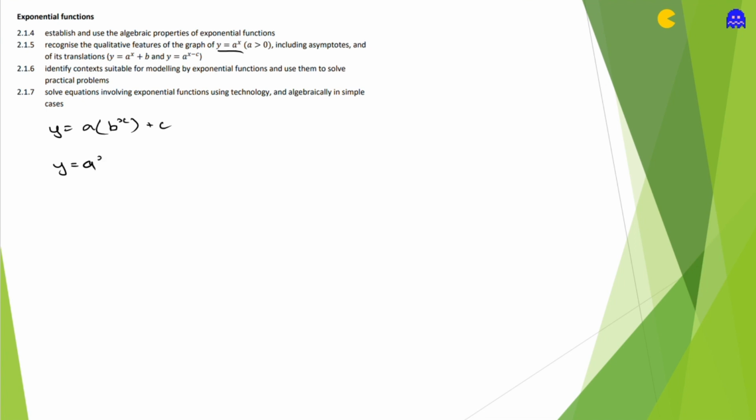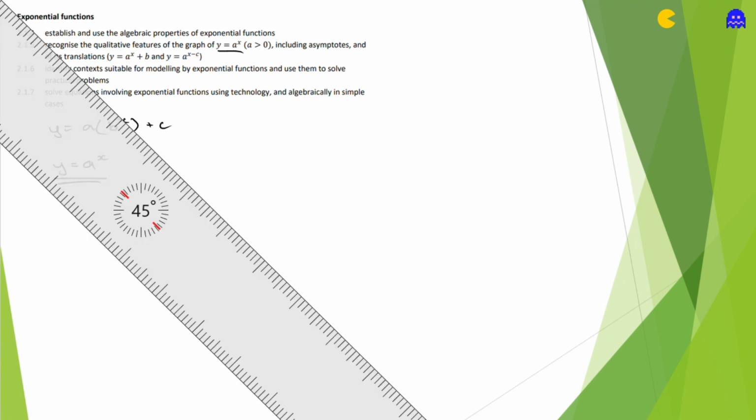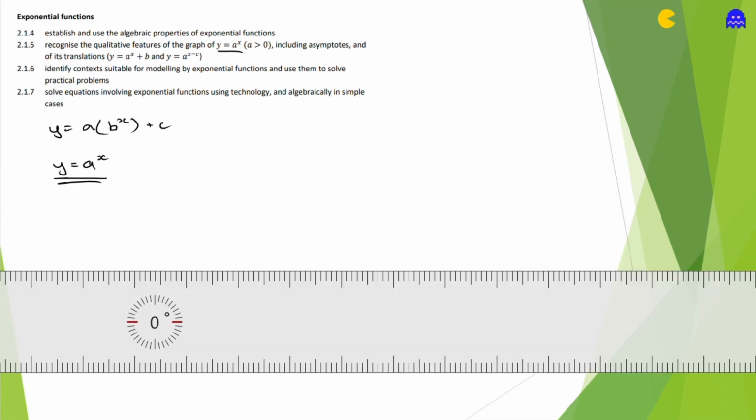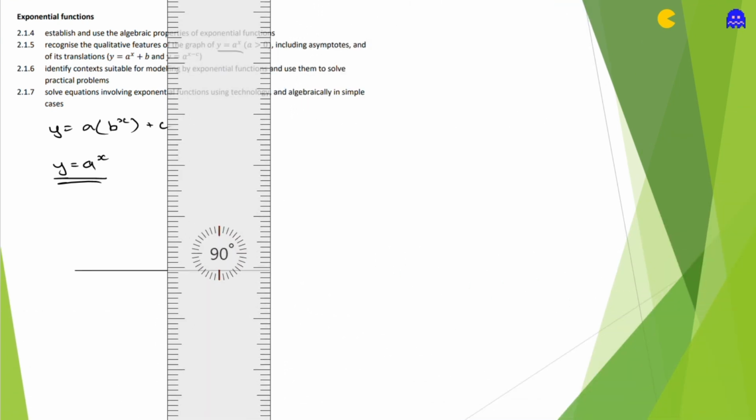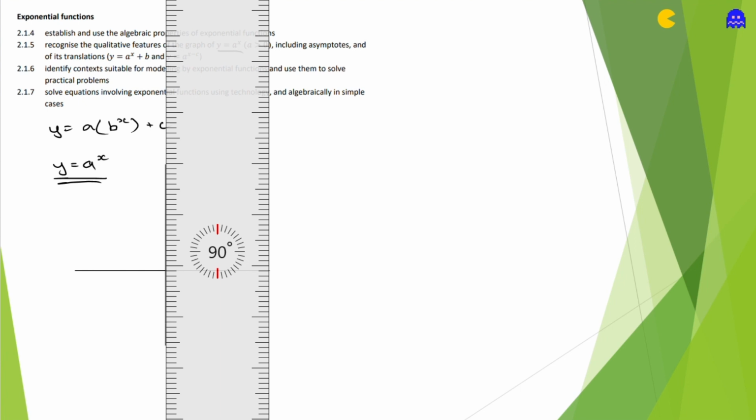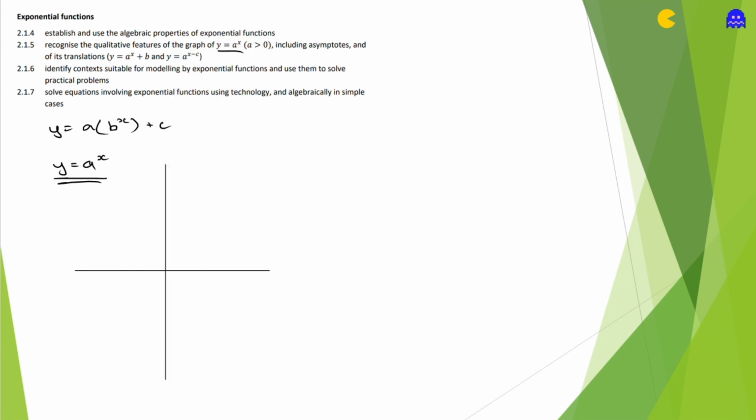In the most simple form of the exponential function, we have something like this. And generally, if we're looking at our graph of a function like this, it'll have some key defining points. And I'm going to go over those right now. So we have our y, we have our x.